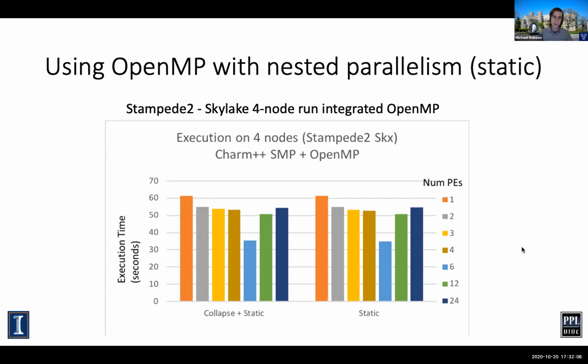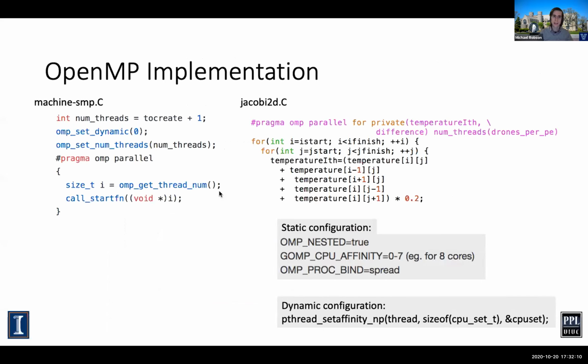So how do we do this? This is some sample code Kavitha has from the OpenMP implementation we're doing in Charm right now. Basically, she modified the machine-smp file to have each scheduler go ahead and spawn a parallel section, right? And so we set the number of threads based on some input number, and then we get our thread number and call the start function to actually begin execution.